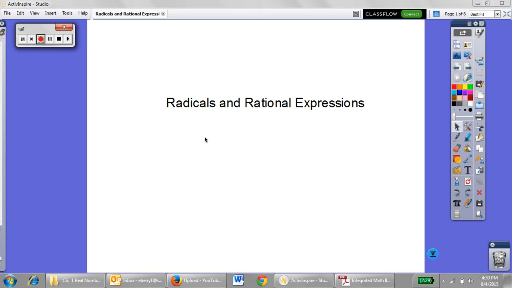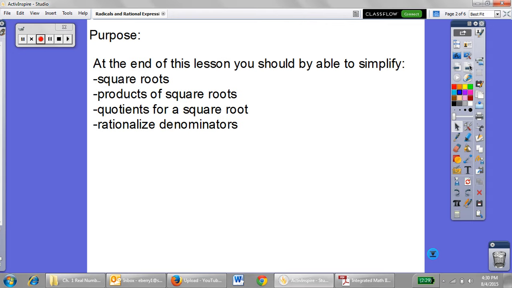Hi students, today we'll talk about radicals and rational expressions. At the end of this lesson, you should be able to simplify square roots, products of square roots, quotients of square roots, and also to rationalize denominators.